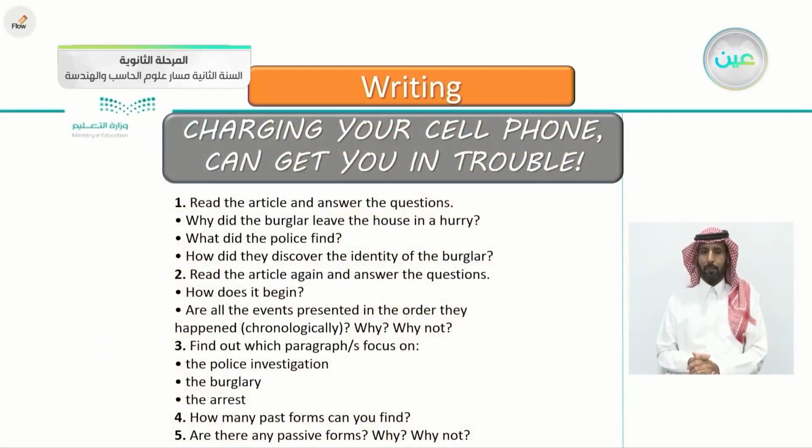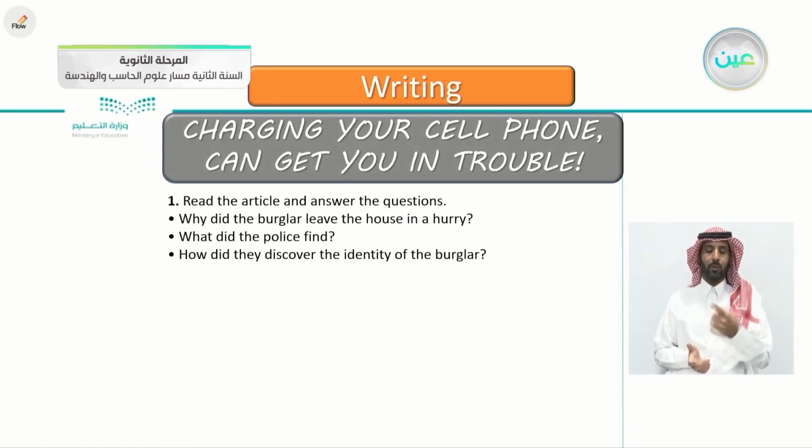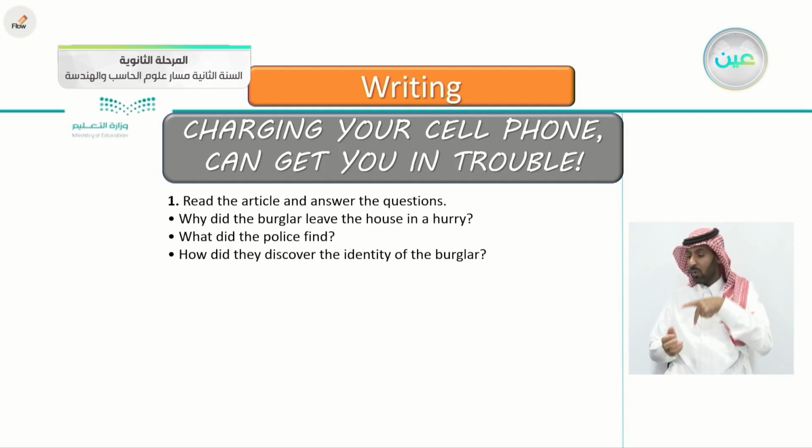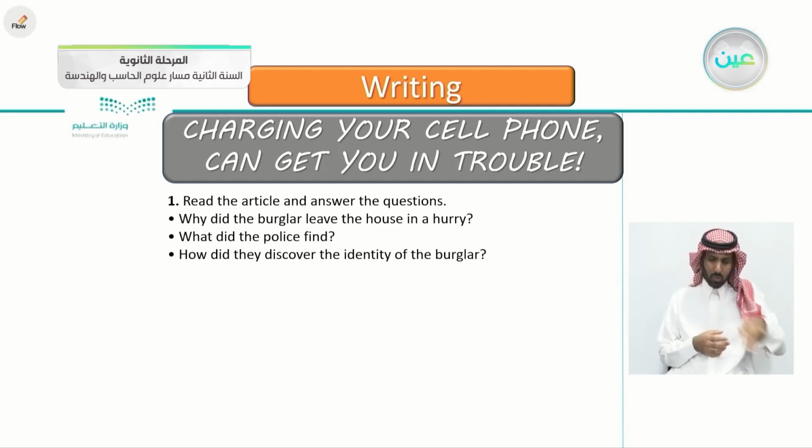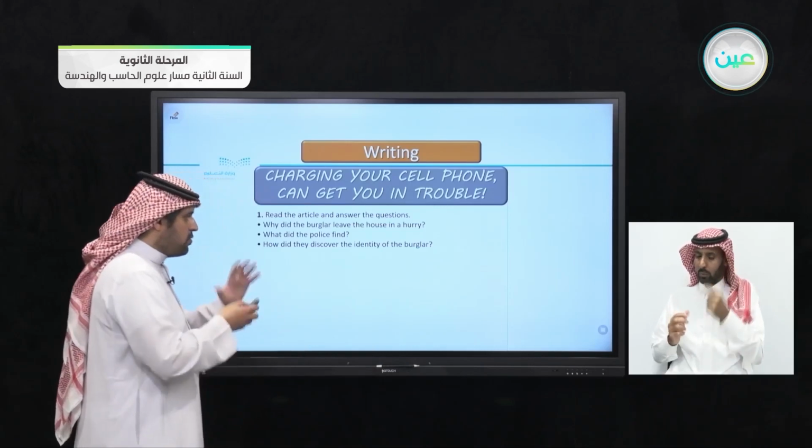So these are some questions before we read the article. The first one, read the article and answer the questions. Why did the burglar leave the house in a hurry? What did the police find? How did they discover the identity of the burglar? And so we will take them one by one. The first one, why did the burglar leave the house in a hurry? So now we know there's a burglar who left the house in a hurry. What did the police find? So the police found something. How did they discover the identity of the burglar? So now we know that the police discovered the identity, who the burglar is.